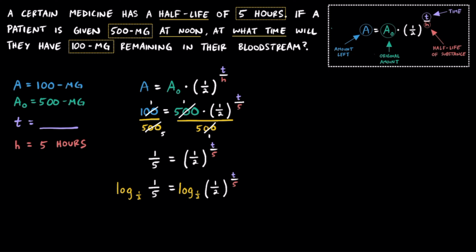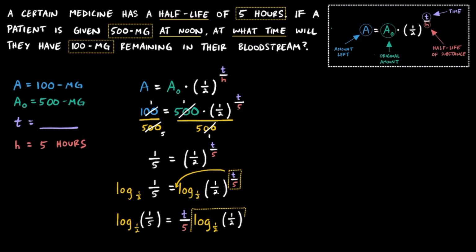Once we have the logarithm written, it's important to know that one of the properties of logs is that we can take the exponent and rewrite it in front of the log instead. Basically, since we took log base 1/2 of both sides, we could then use the property of logs to take that value of T and bring it down so it's not an exponent anymore. Rewriting this, on the left side we still have log base 1/2 of 1/5, and on the right side we have T over 5 multiplied by log base 1/2 of 1/2.